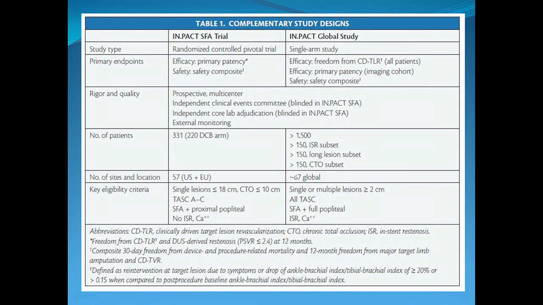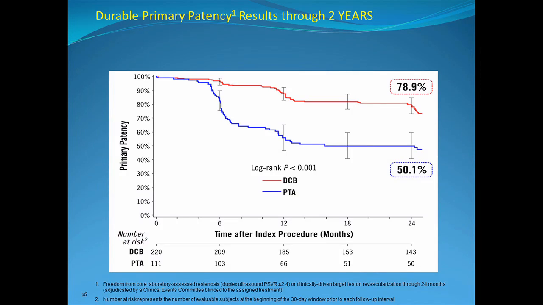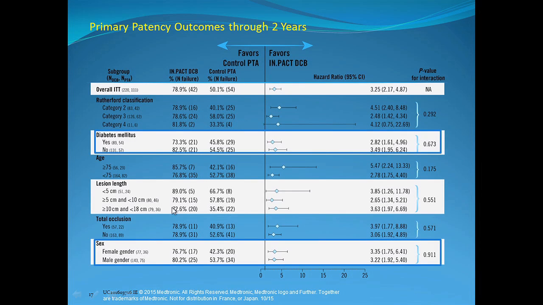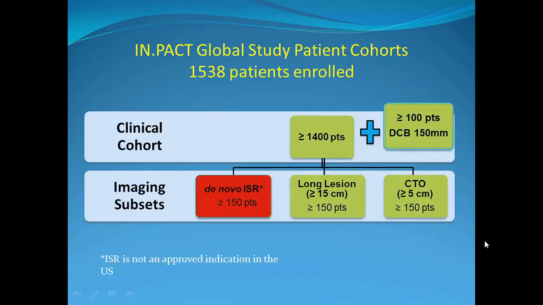What do we have on drug coated balloons? We have two balloons currently available, the IN.PACT SFA trial followed by the global study. In the IN.PACT SFA trial, you see there is an 80% primary patency through 2 years in the regular study, but if you look at the subset with lesion length of 10 centimeters to 18 centimeters, there were 79 patients, and there is 72% primary patency in the drug coated balloon.